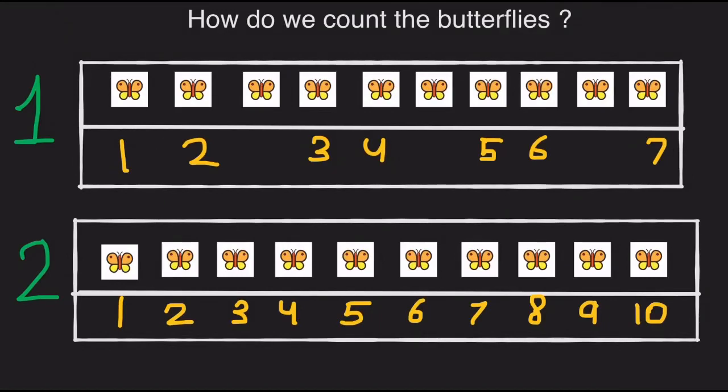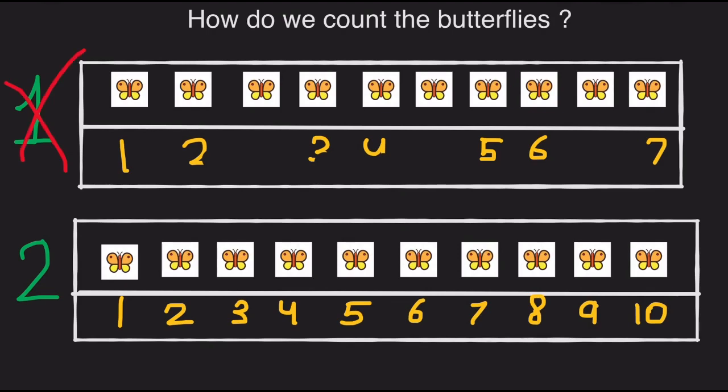Okay, so how do we count the butterflies? In the first option it says 1, 2, and then they skip this one, 3, 4, and then skip this one again, 5, 6, and skip this one once again, and then 7. Well, that's not how you count butterflies, or anything for that matter. You have to go 1, 2, 3, 4, 5, 6, 7, 8, 9, 10. So this option is not correct.